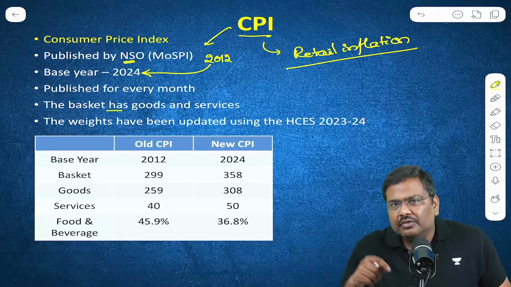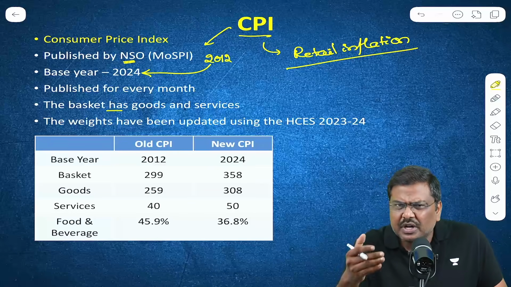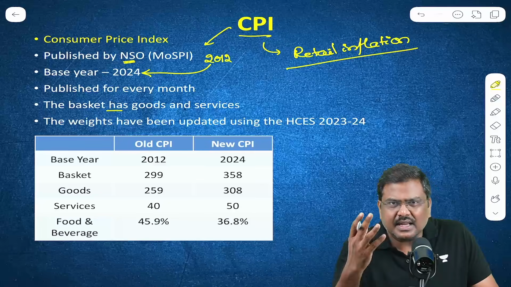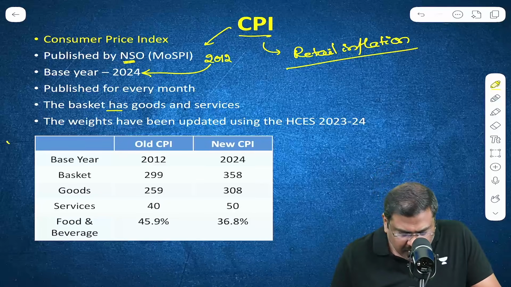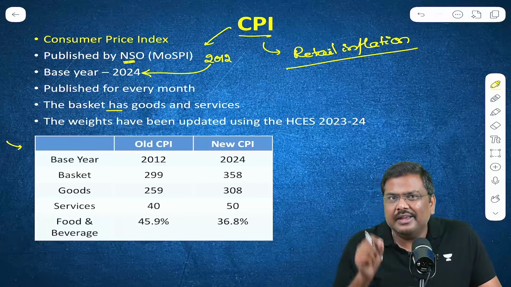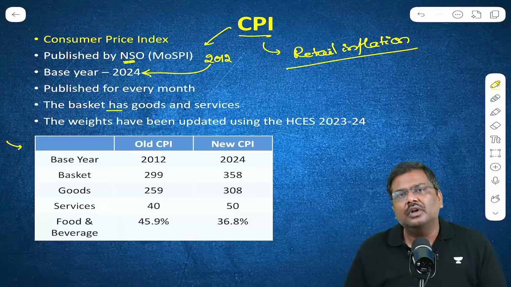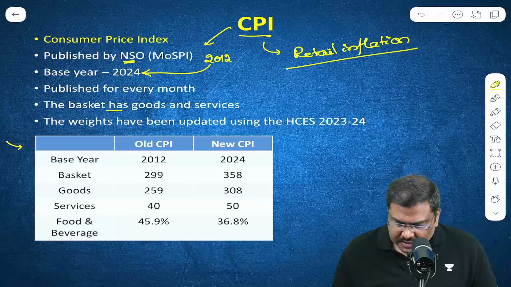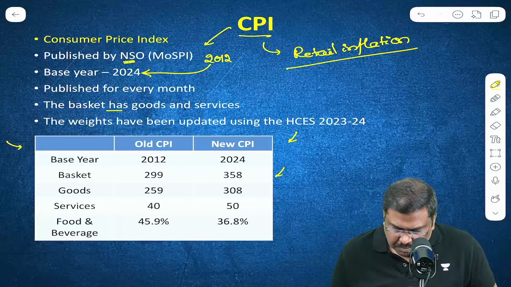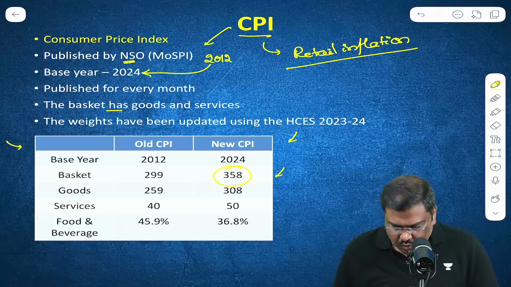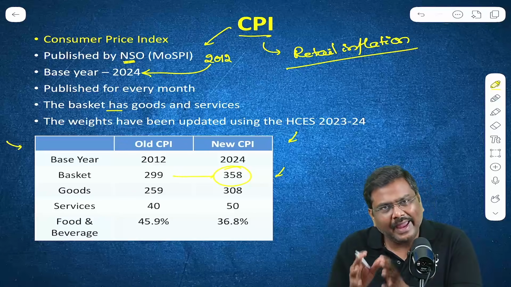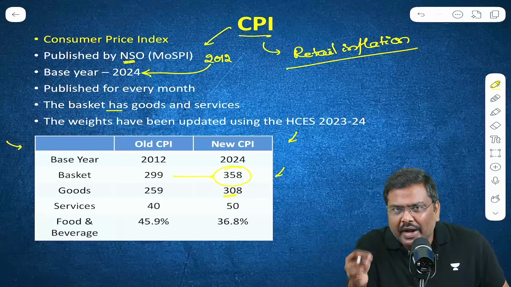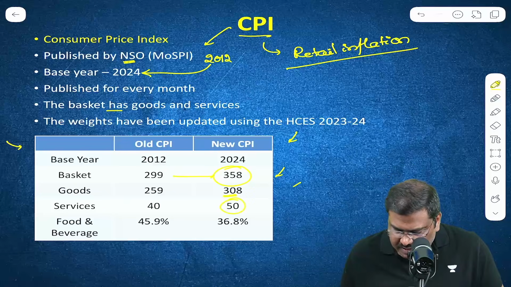The basket for publication of CPI, both measurement as well as publishing, includes both goods and services. For example, have a look at the data here. Earlier, with the base year of 2012, the basket had 299 goods and services. Under the new base year, the basket has been changed from 299 to 358 goods and services. Of 358, there are 308 goods and 50 services.